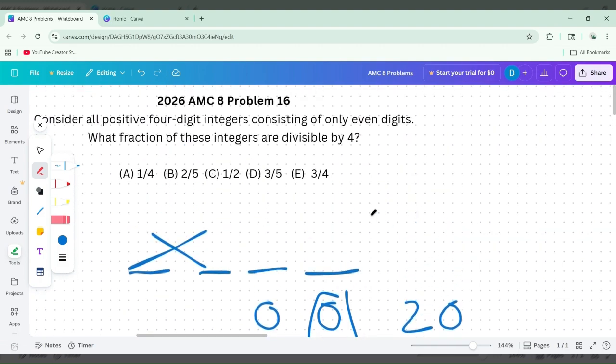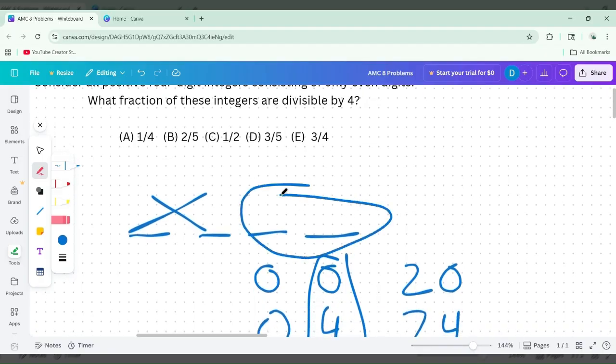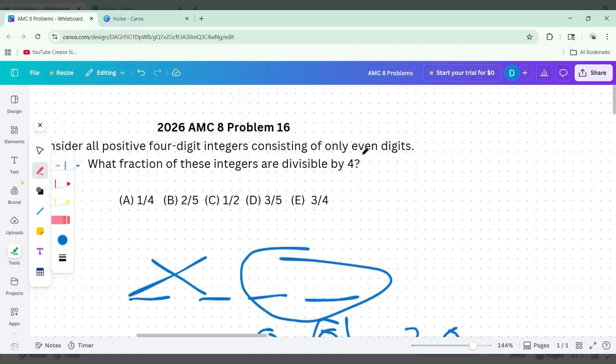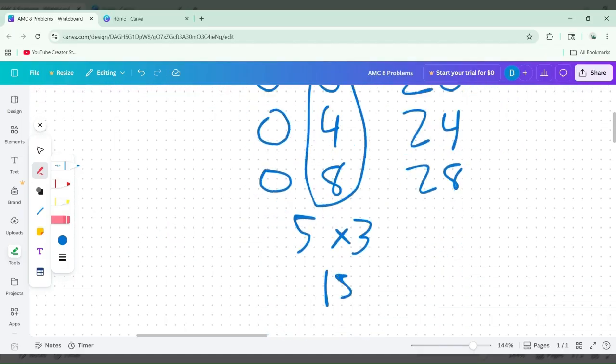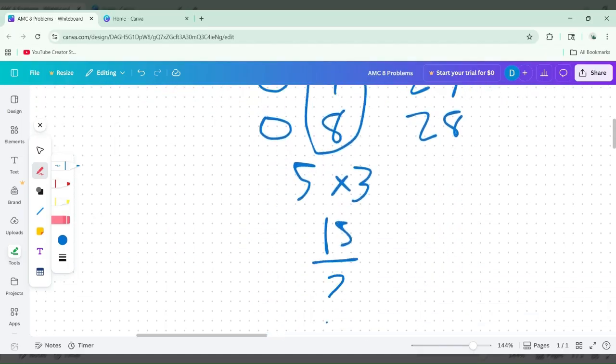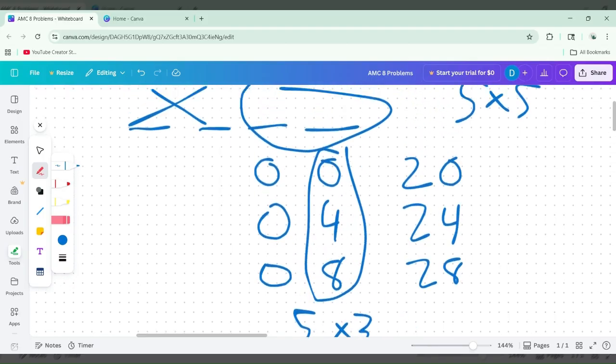So let's count how many 2-digit numbers consist of only even digits. So we have 5 times 5 because there are 5 even digits for both the tens digit and ones digit. So 25 total numbers. So 15 over 25 is equal to 3 over 5, and that is your answer.